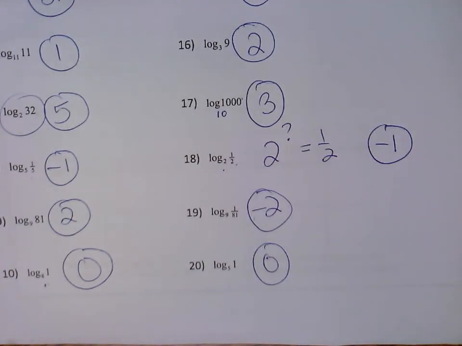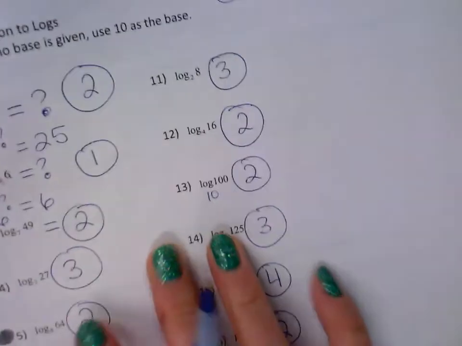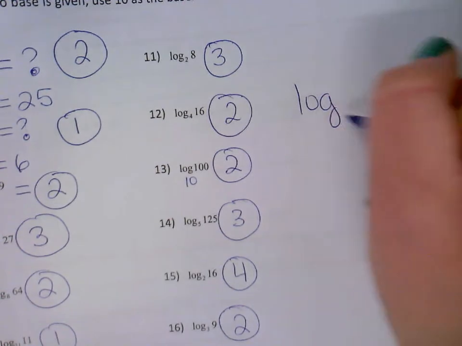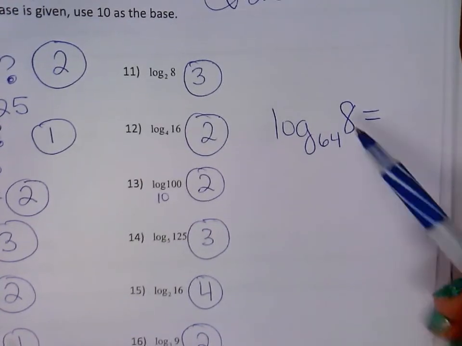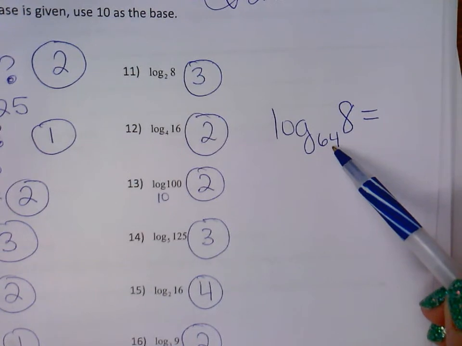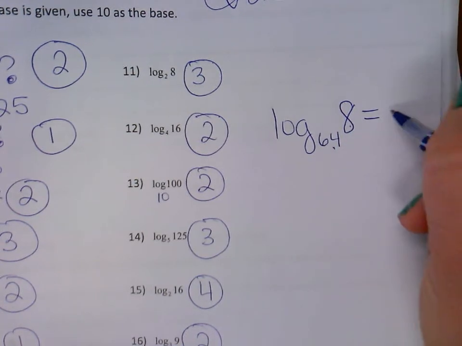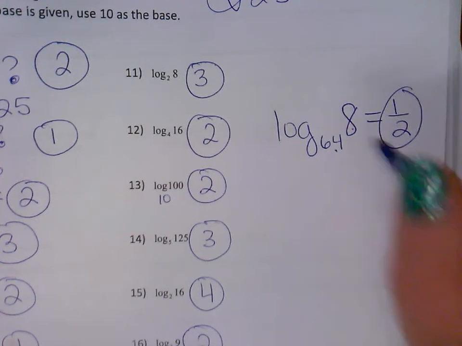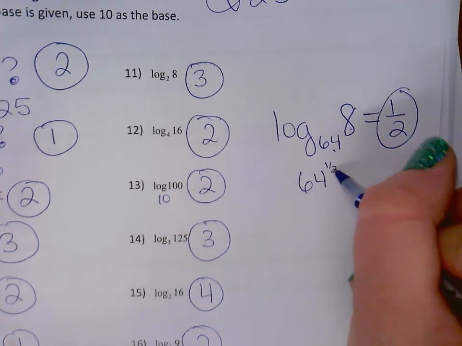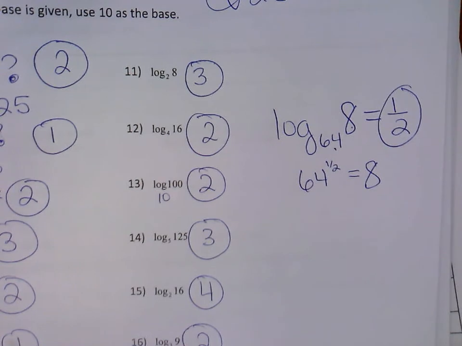So I did leave off a fractional exponent type answer, but if you had log base 64 of 8, what would the answer be? How do I go from 64, raise it to a power, and get 8? That would be that 1/2 fractional exponent, right? Because 64 to the 1/2 power is how you would get to 8, take the square root of 64.